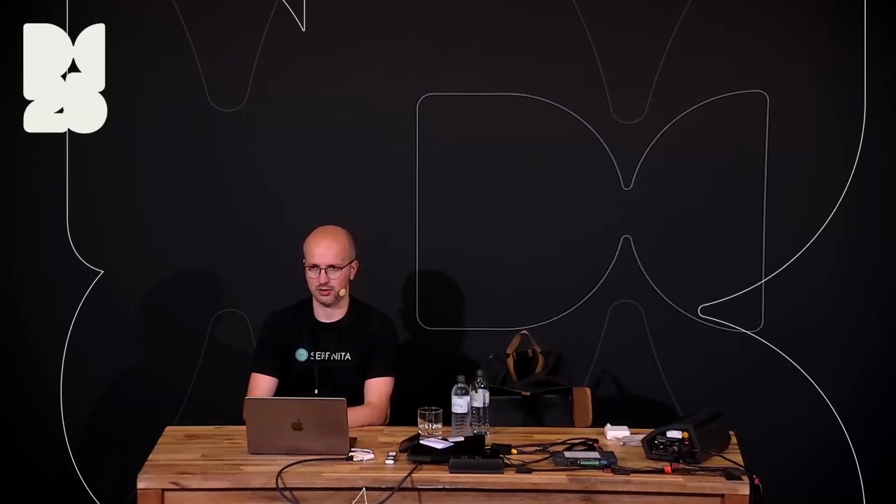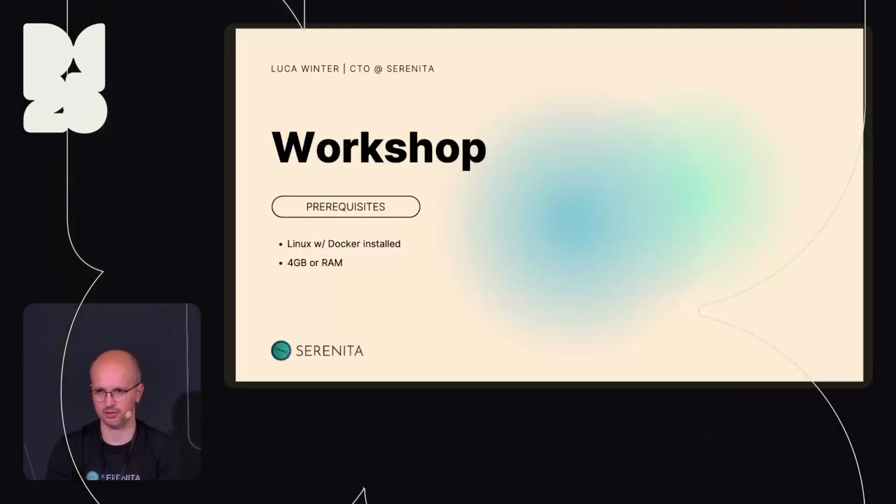So there will be an active part to this workshop as well in a few minutes. In order to actively participate, you're going to need a Linux machine with ideally Docker installed and about 4 gigs of RAM. Less should work as well, but 4 gigs would be recommended.